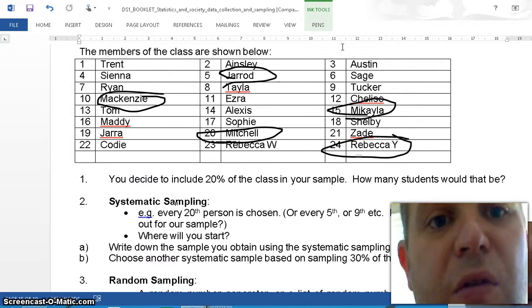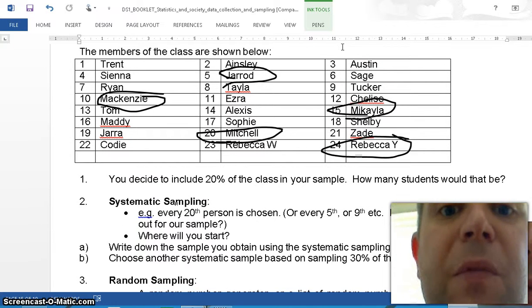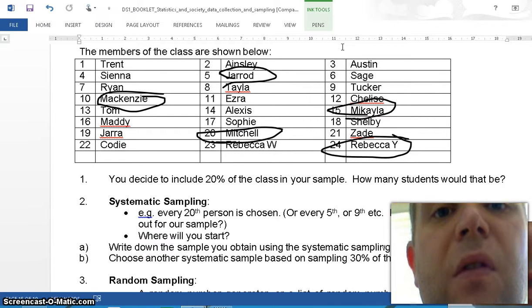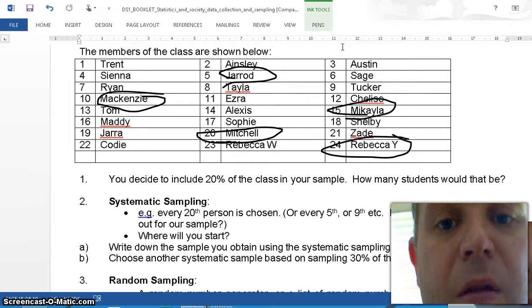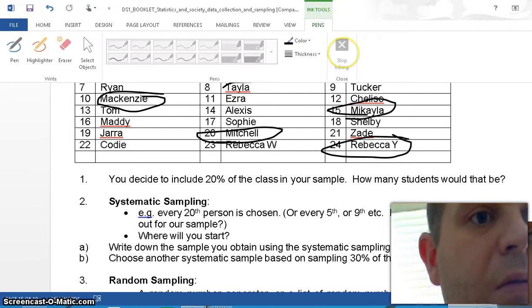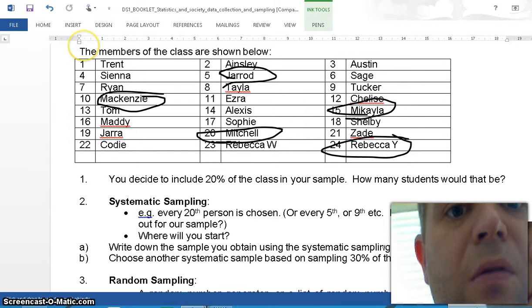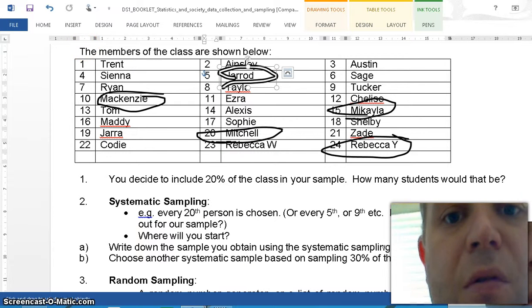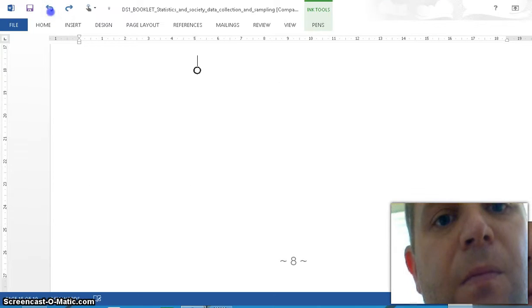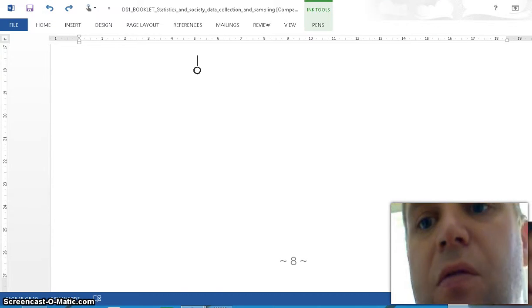Another, to pick 30% of the people in the class, so 30% is 3 people out of 10, so we pick, let's get rid of our inking. Oh, too far.